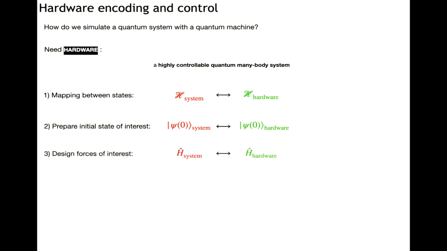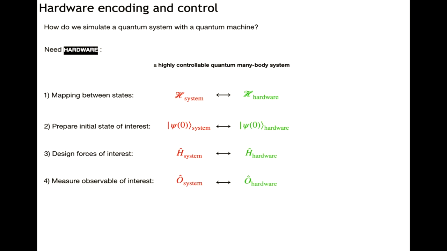Then, and this is usually the bottleneck, we need to be able to design the forces, or technically the Hamiltonian, that governs the system in a way that mimics or resembles the forces or the actual evolution of the system of interest, right? And here is where most of the pain comes, because your system has its own native interactions and doesn't want to do what you want. So you have to somehow drive it into doing what you want.